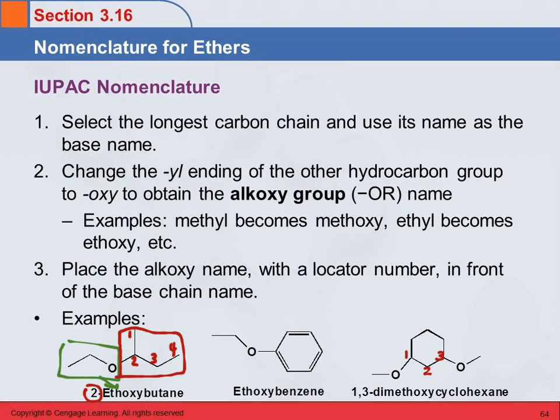Yes? Can you show where the 2 is on the methoxybutane? Yeah, where's the 2 on that first one? Do you see I numbered this chain here? 1, 2, 3, 4. This is where the 2 comes from, because this group is connected to that carbon.